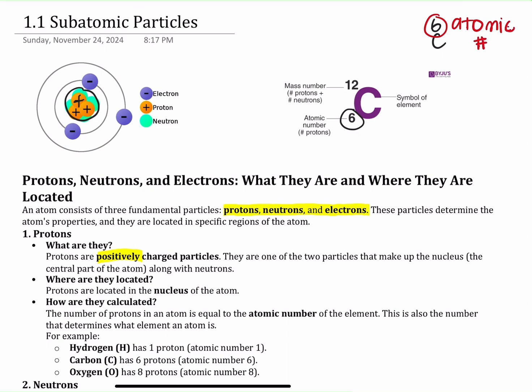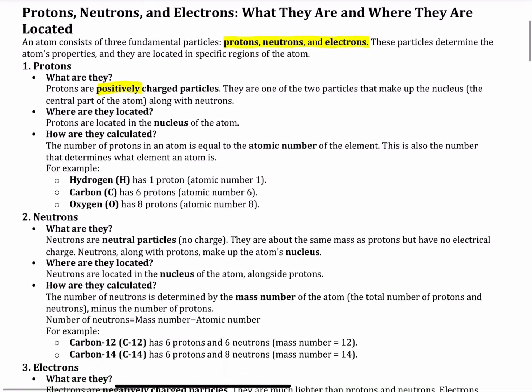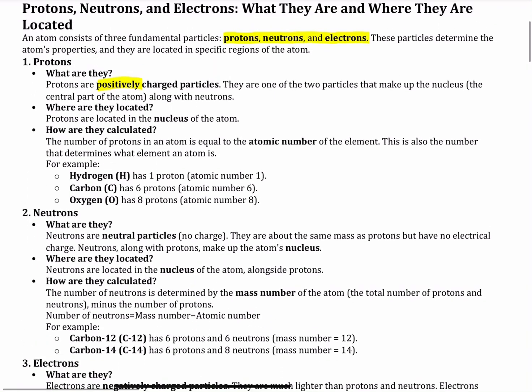Now, let's give an example. So according to the periodic table, hydrogen has one proton. Why is that? Because the atomic number in the periodic table is 1. Carbon has 6 protons because its atomic number is 6. And oxygen has 8 protons because its atomic number is 8.